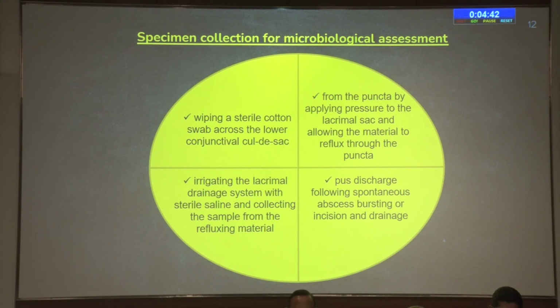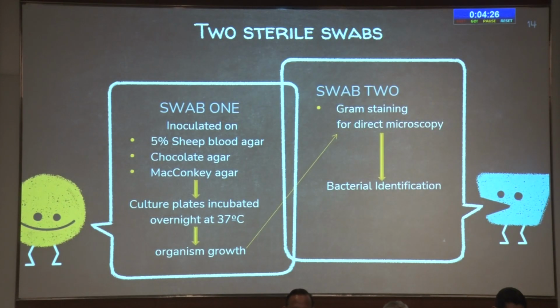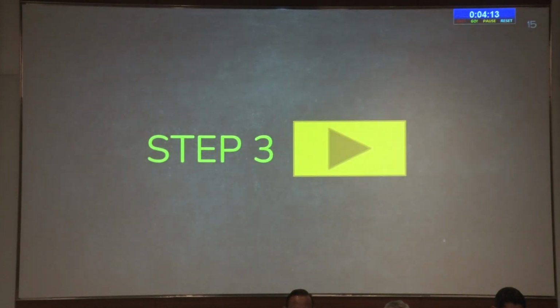First, the specimen collection was done with the help of a sterile cotton swab swiped against the lower conjunctiva, irrigation of the lacrimal drainage system, or applying pressure on the lacrimal system. Any spontaneous abscess pus was collected, or incision and drainage was done. 2 sterile swabs were taken. One was inoculated over blood agar, chocolate agar, and MacConkey agar and incubated overnight at 37 degrees Celsius, and then was taken for gram staining. And swab 2 was directly taken for gram staining.